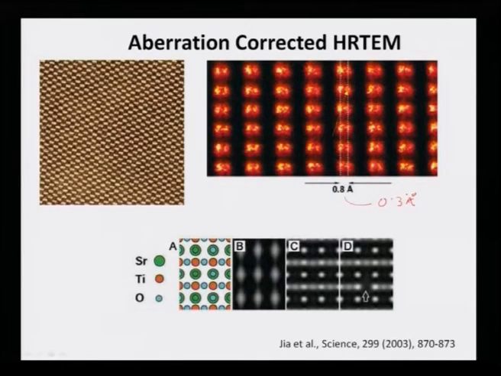So, by using simply a CS corrected microscope, as I showed you in the first lecture on HRTEM, we can even image the oxygen atoms in strontium titanate. It was reported by Jia et al. in Science 2003, and now it is routine. People can actually image oxygen, nitrogen, even carbon atoms, which are very small, because the resolution limits are reached. That is, a value of 0.8 is very easy to achieve.